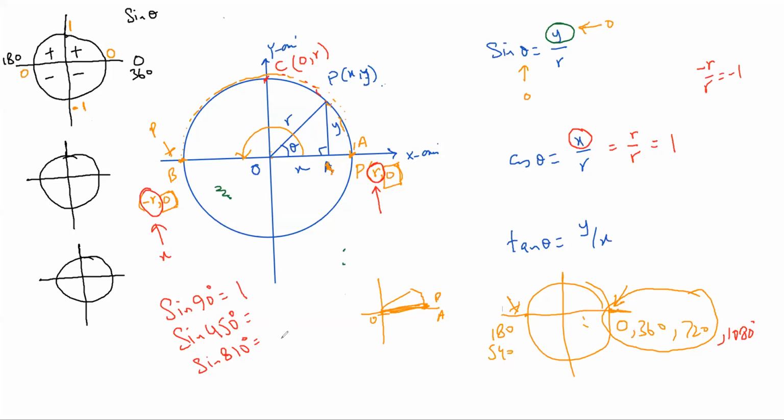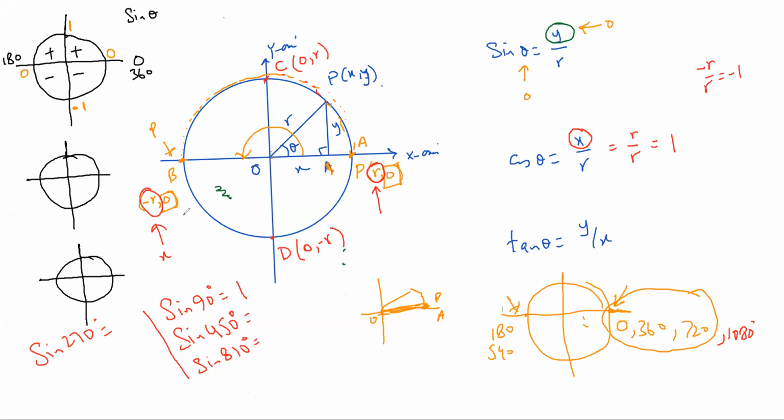Every time you reach here, your y coordinate will be the radius. Now let me see who will tell me what is sine 270. What is sine 270? Minus 1. Why is it minus 1? Because if this is the point D, the y coordinate is minus r.